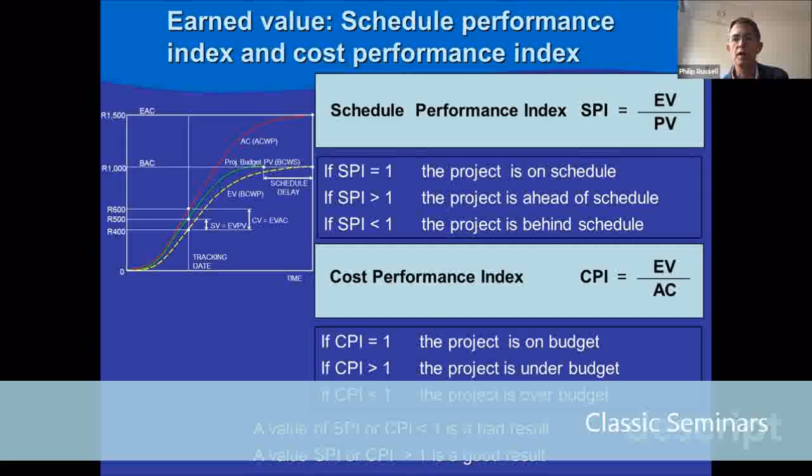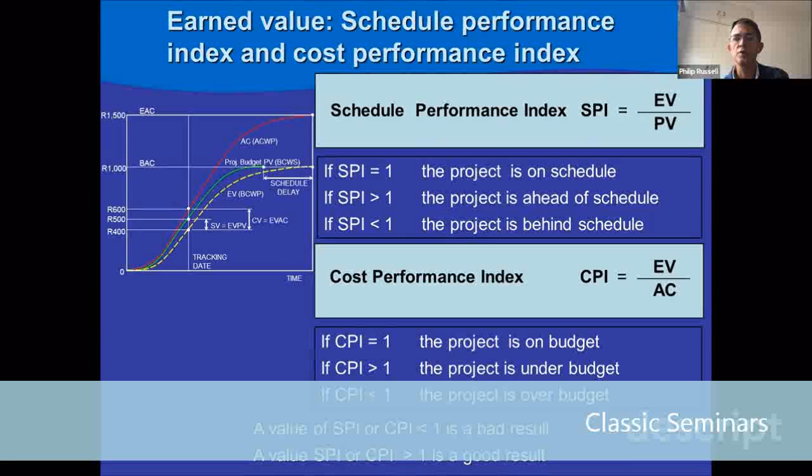So in the example that we've been looking at, our schedule performance index is the earned value divided by the planned value. The earned value is 400 Rand. The planned value is 500 Rand. So 400 divided by 500 is 0.8. 0.8 is less than 1. So if you look at the 3 lines below the box, you'll see that if we have an SPI of 1, then the project is perfectly on schedule. If it's less than 1, in this case where we have 0.8, then the project is behind schedule. If the number is greater than 1, then the project is ahead of schedule.